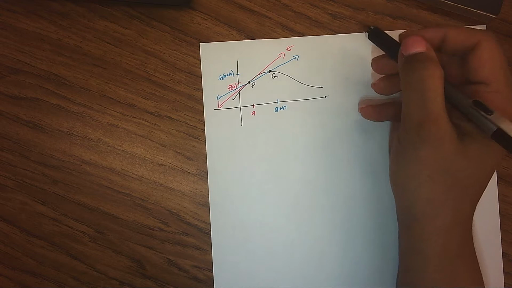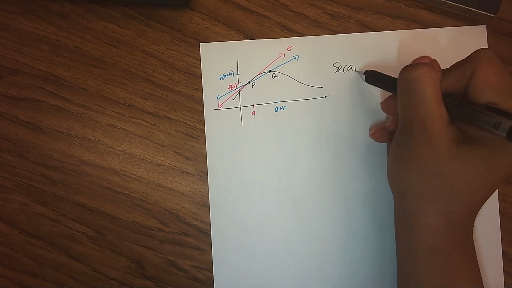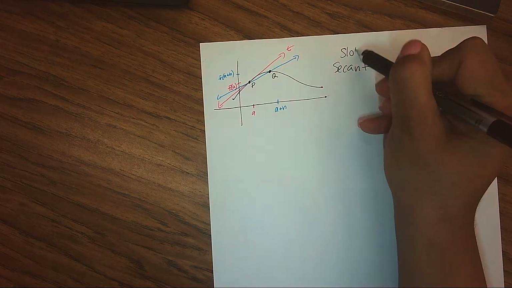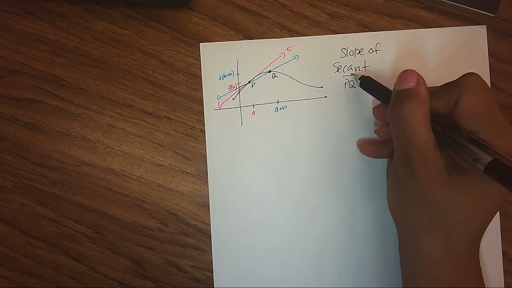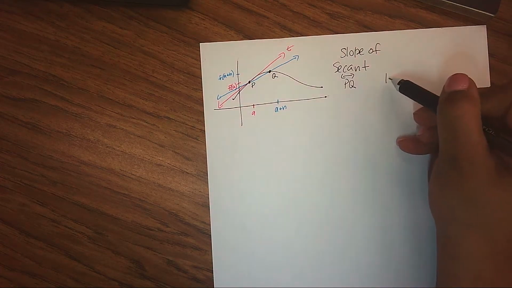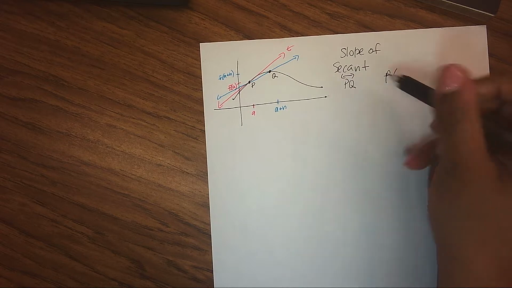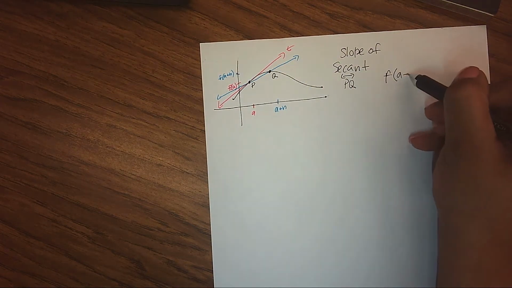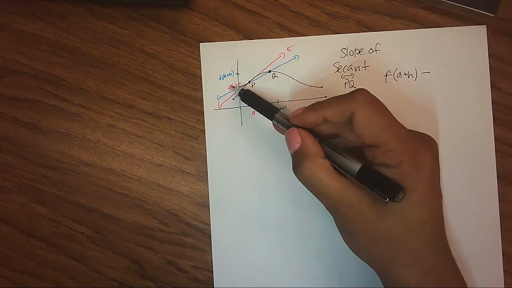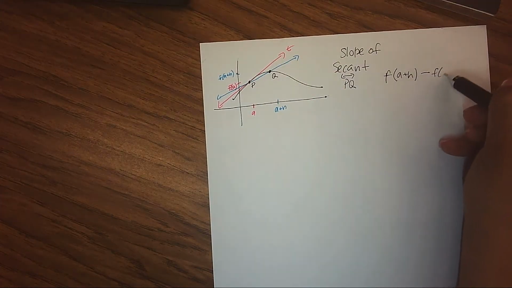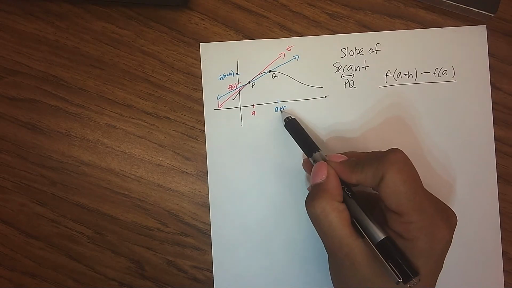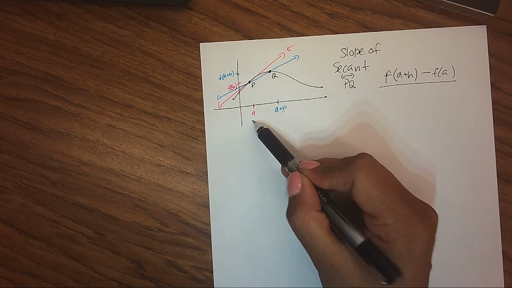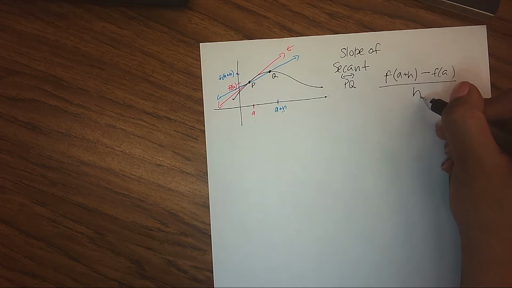So, again, I know I wrote this, so I'll be really quick. Slope of the secant line PQ is f of this y value minus this y value divided by this x value minus that x value, and the h is canceled.